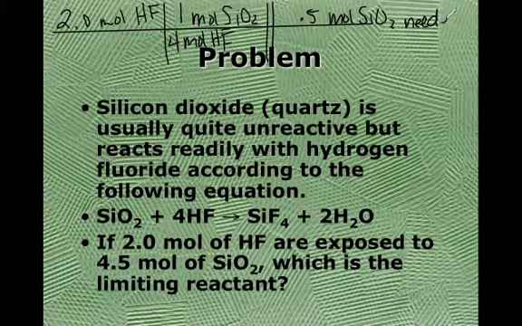Okay, so this is how much SiO2 I need in order to react all of this hydrofluoric acid. How much do I actually have? I have 4.5 moles. Do I have enough? Yes, because I have 4.5, I'm going to use up 0.5. So which one's limiting? No, you just told me I have extra of that. So HF has to be limiting. That's excess.